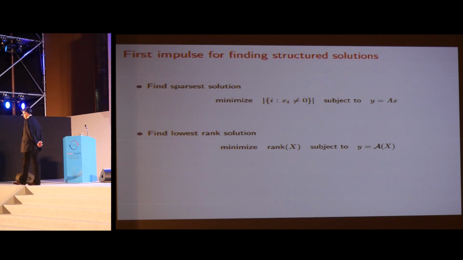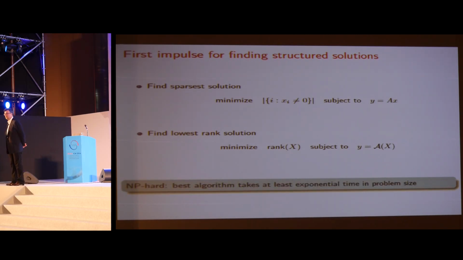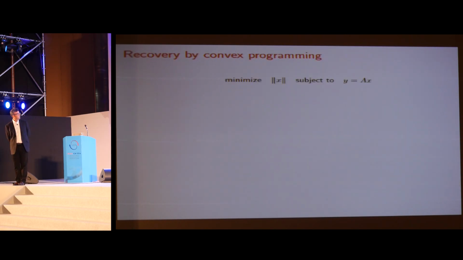Now, this may or may not work, but in any event, as an applied person, I cannot talk about this stuff because the best algorithm I know to solve the problem on the top is exponential in n. It's basically try every subset of columns and see if it works. And the second is even worse. So it's even worse than exponential in n. So these problems are notoriously hard. They take at least exponential time in problem size.